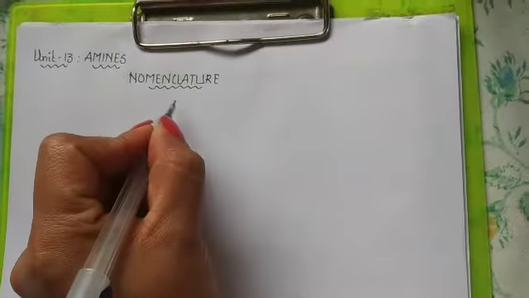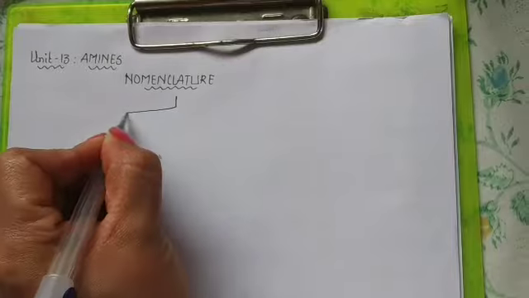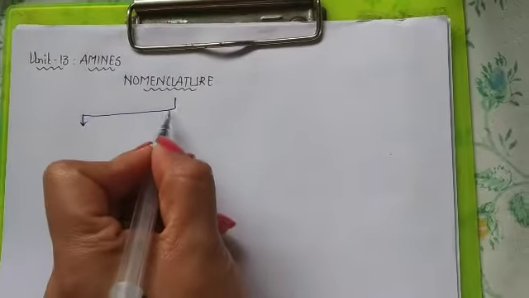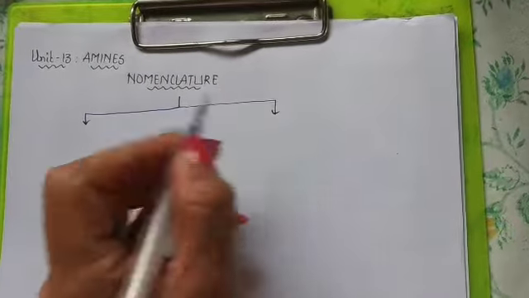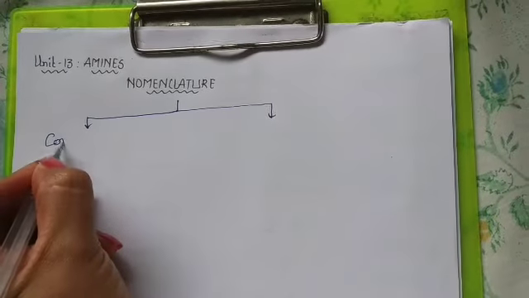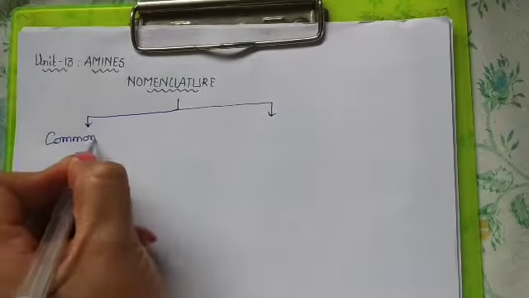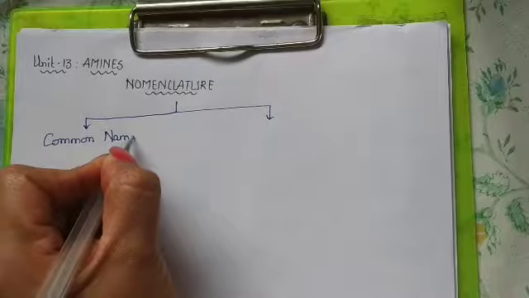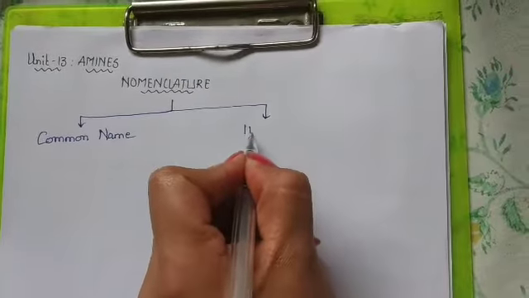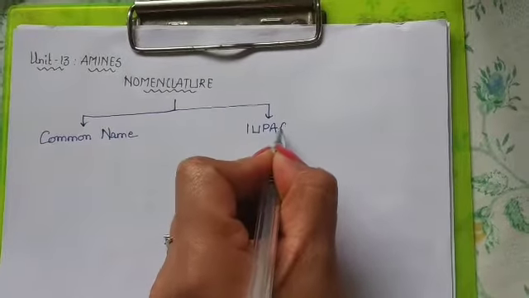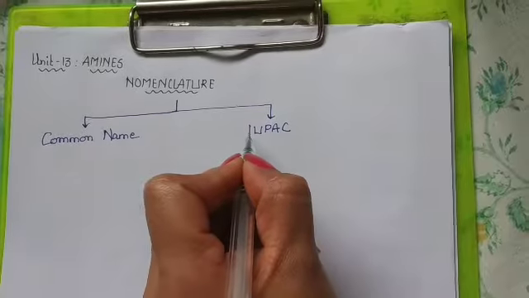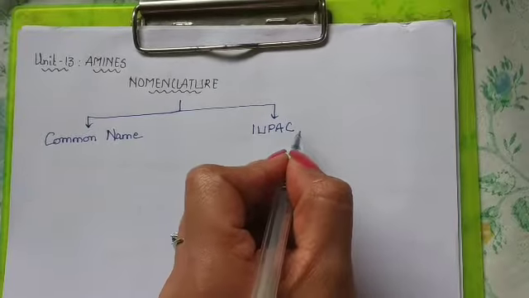Hello, dear students. Today I'll be discussing the nomenclature of amines. In the nomenclature of amines, we have two types of nomenclature. The first is the common name, and the second is the IUPAC name, that is, International Union of Pure and Applied Chemistry.